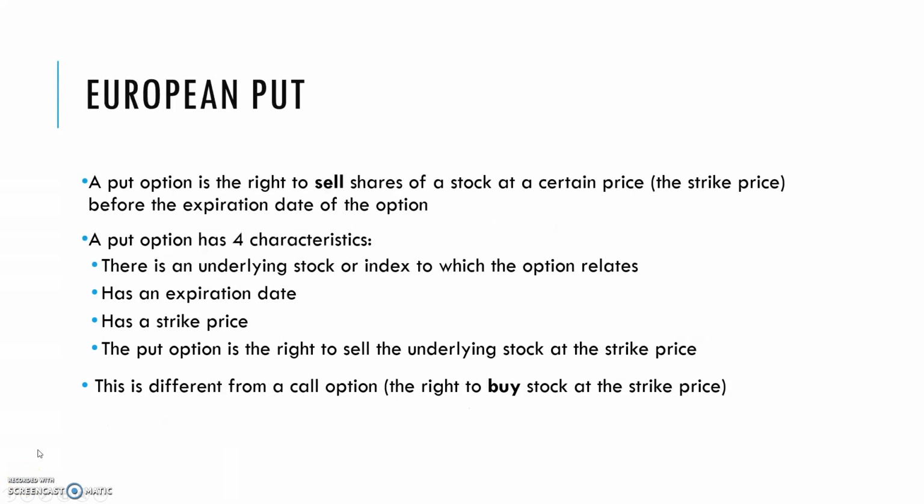So now we have the European put option. A put option is the right to sell shares of a stock at a certain price, called the strike price, before the expiration date of the option. So a put option has 4 characteristics. First, there's an underlying stock or index to which the option relates. Second, it has an expiration date. Third, it has a strike price. And fourth, the put option is the right to sell the underlying stock at the strike price. So this is different from a call option, where the call option is the right to buy stock at the strike price. The put option is the right to sell it at that price.